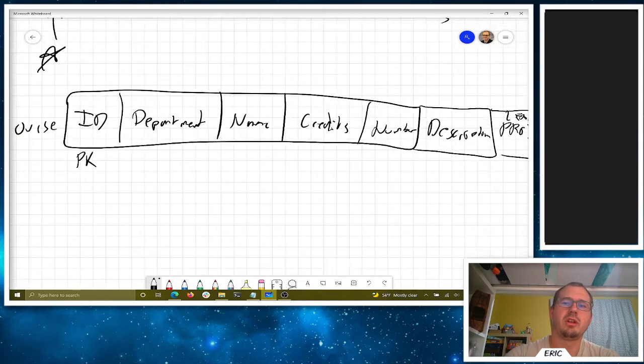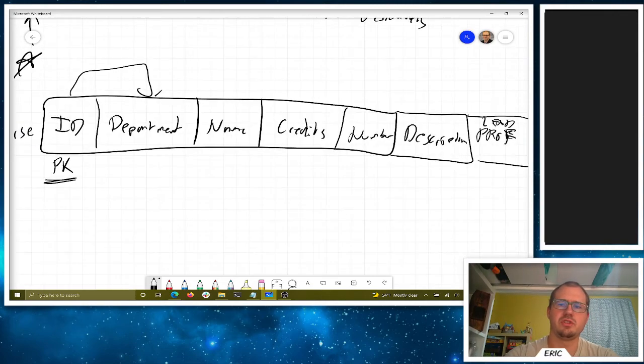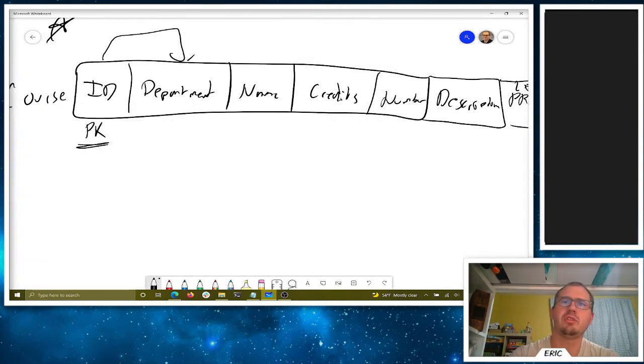So what we're going to do is look at this and say, okay, is the department of a given course dependent on its ID? Is it its primary key? Does it determine which department it belongs in? Yeah, because for each course we'll have a unique primary key, and each of these is dependent fully on the entire primary key here.